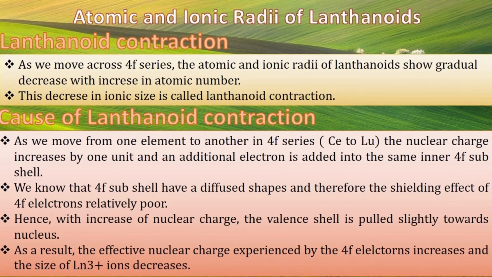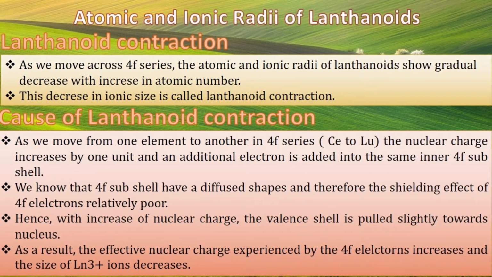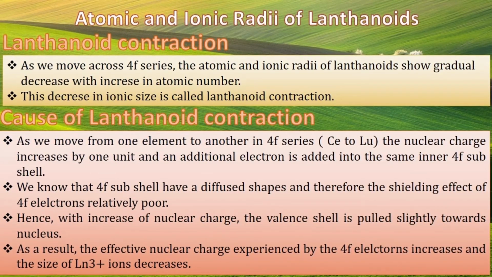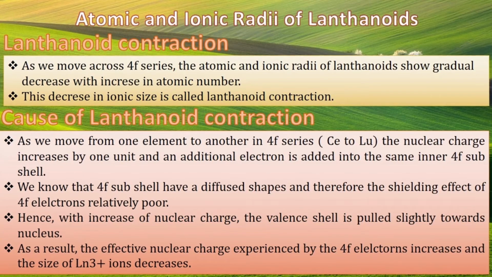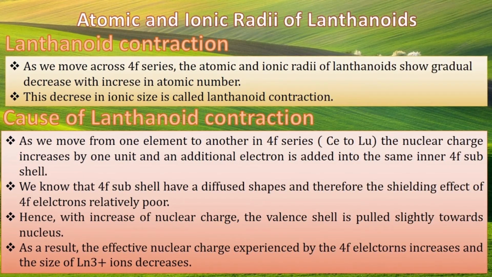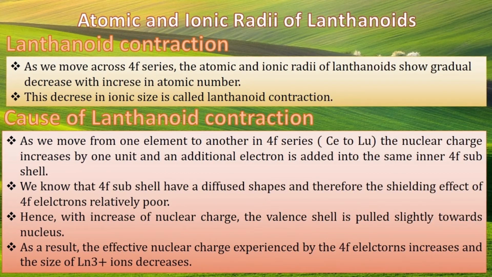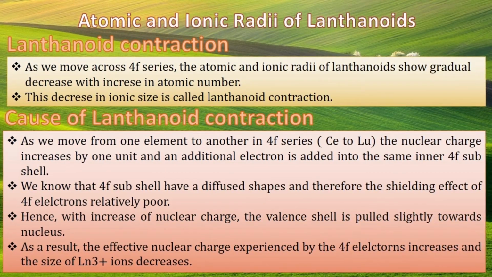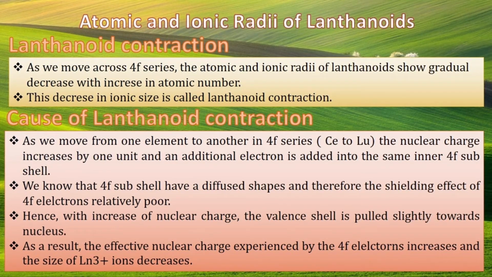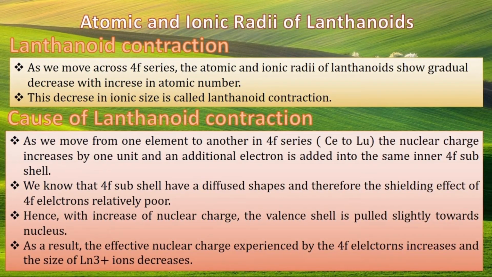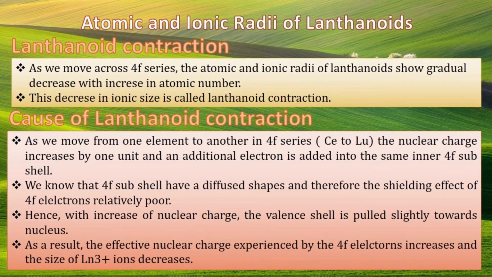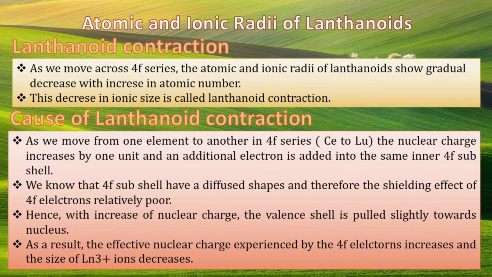The cause of lanthanoid contraction is the poor shielding effect of 4f orbitals. We know the 4f subshell has a diffused shape. Hence it has a very poor shielding effect. So it allows the nucleus to attract the valence shell effectively. As a result, the size decreases gradually with increase in atomic number.